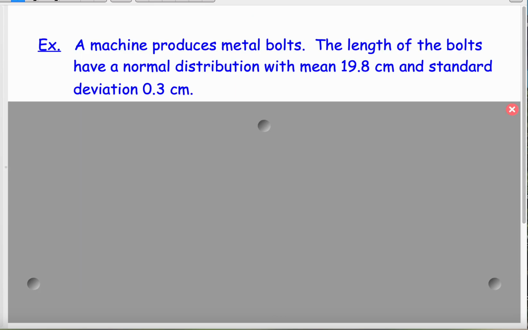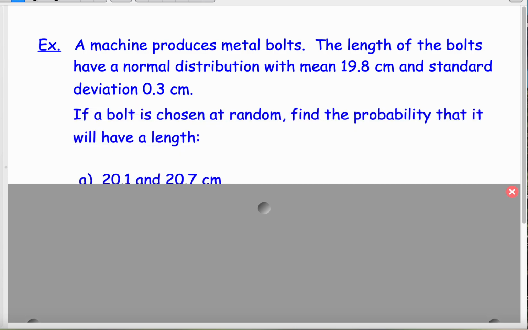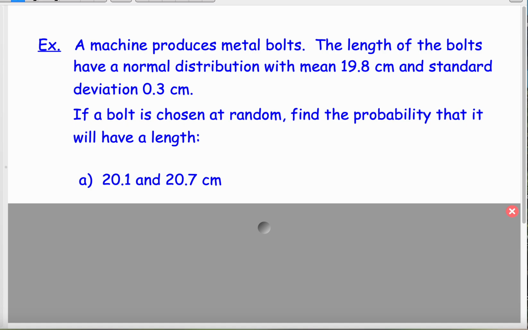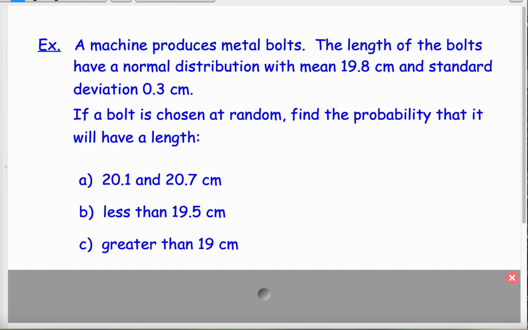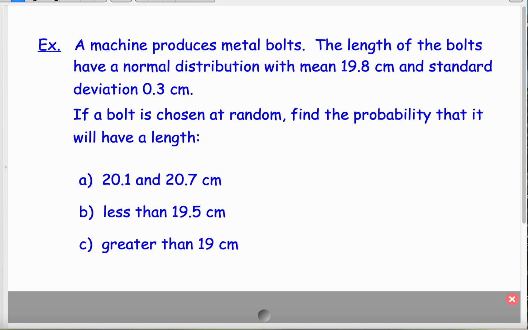A machine produces metal bolts. The length of the bolts has a normal distribution. The mean is 19.8 centimeters. Standard deviation is 0.3 centimeters. All right, so we've got our setup. If a bolt is chosen at random, find the probability that it will have a length between 20.1 and 20.7 centimeters, then less than 19.5, and greater than 19. So you might want to hit pause and try to work these out, and then hit play and see how they compare.